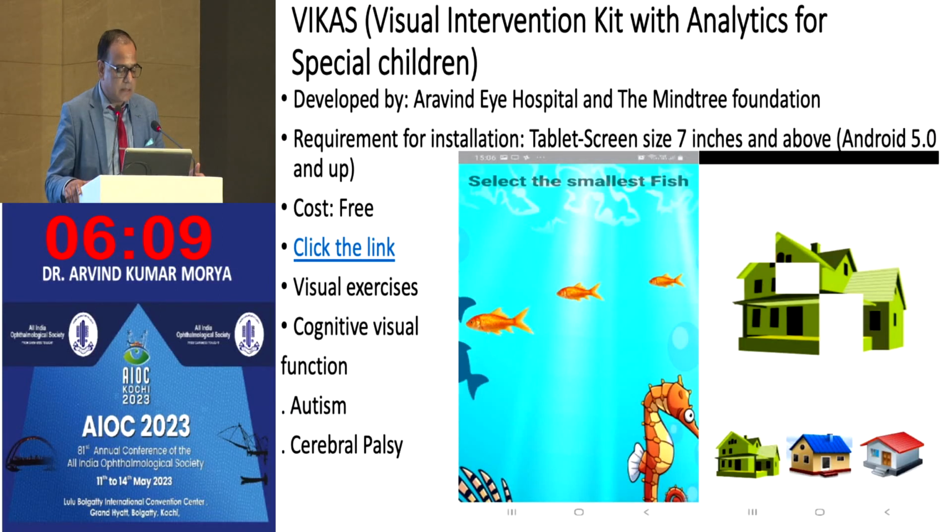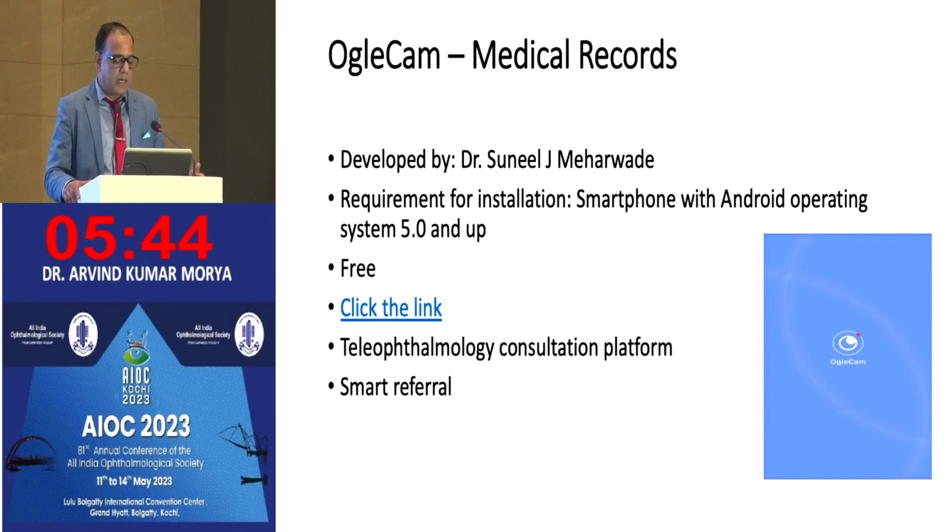Then comes the Vikas. This is a visual intervention kit with analytics for special children, like the patients with cognitive visual function and autism and the patients of cerebral palsy. So this Vikas helps in improving their quality of life by doing the visual exercise, and it is also available free of cost.